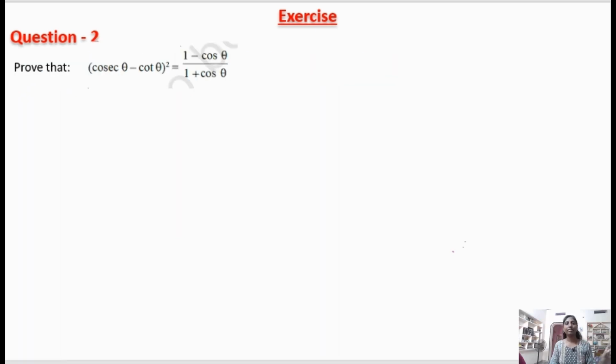So friends, here we have question number 2. Let us read it. Prove that cosec theta minus cot theta whole square is equal to 1 minus cos theta by 1 plus cos theta. So here we have to prove it. It is also an identity. So we have to prove it using the trigonometric identities which we have learnt earlier. Okay. So here we will start solution. So we will start from LHS and try to get RHS.